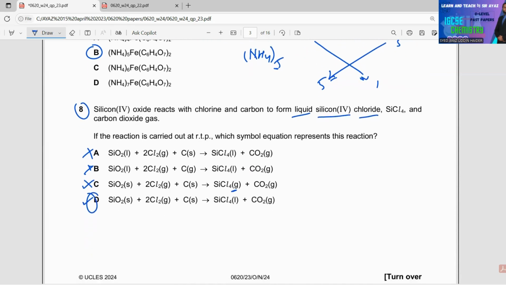You have 1 mole of silicon dioxide reacting with 2 moles of chlorine gas and 1 mole of carbon solid to give 1 mole of silicon(IV) chloride and 1 mole of carbon dioxide.